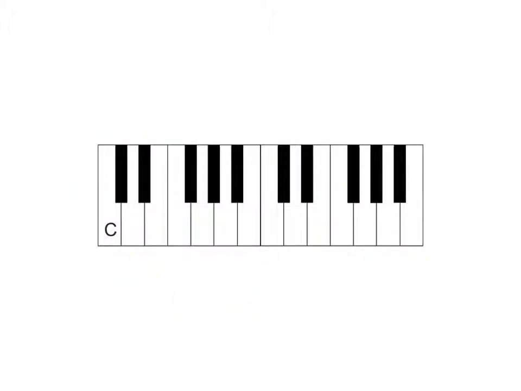Once we've found C on our keyboard, we can then find the rest of the notes by using the musical alphabet. So once we found C, we know that the next note is D, then E, then F, then G, then A, then B, and oh my goodness, look, we're back to C again, and once again, it's just a repeating pattern.